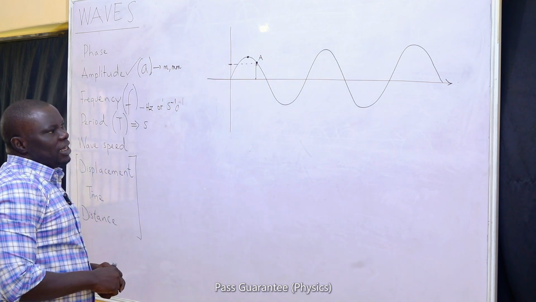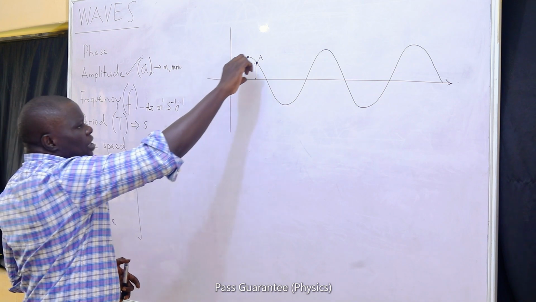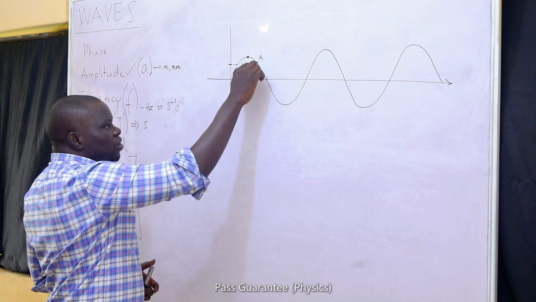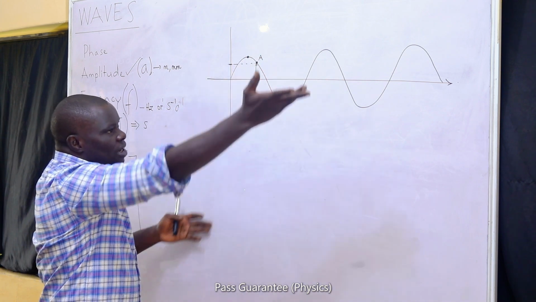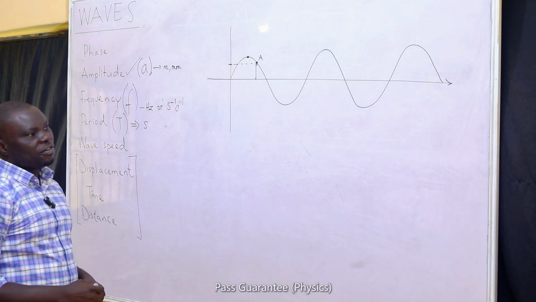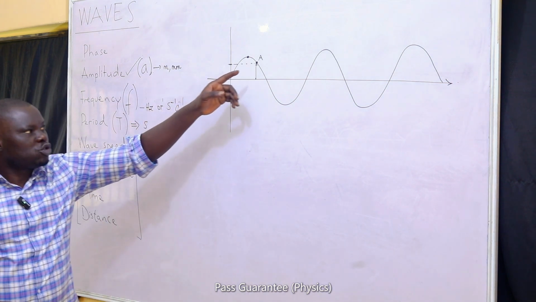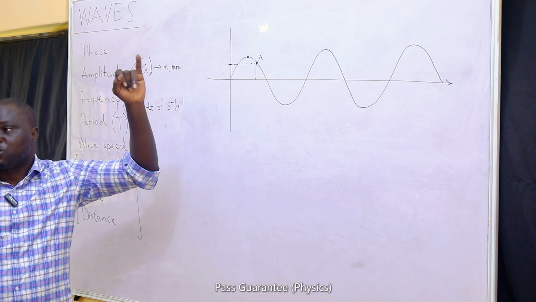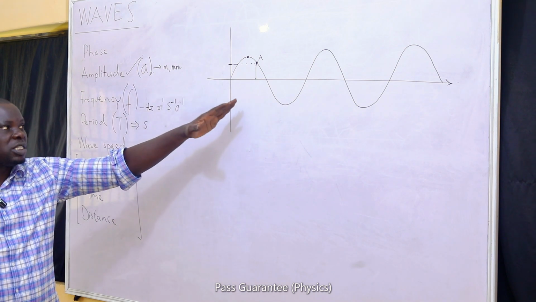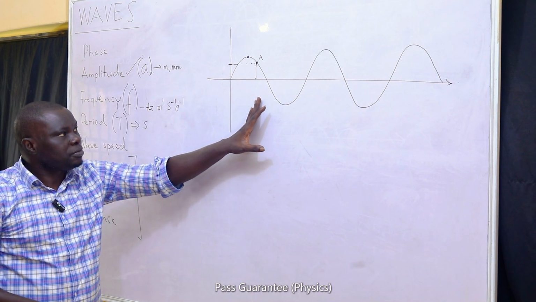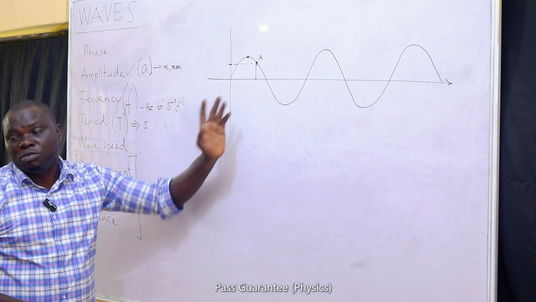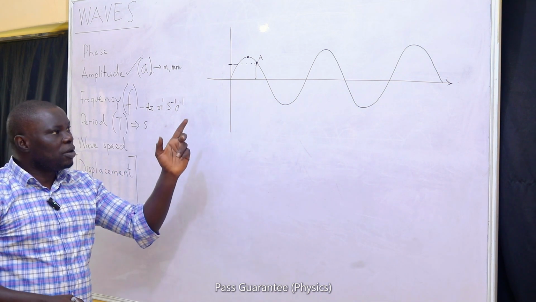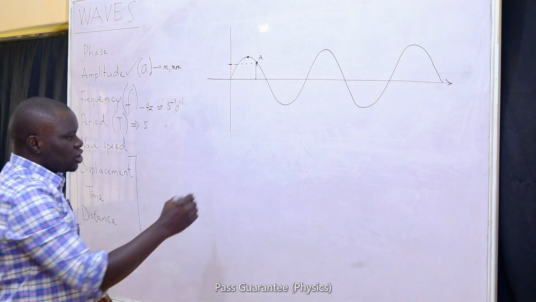So that is it. Now, the point that is in phase with point A, there are so many other points that can be in phase with it on this graph. The points that are in phase with it will be obtained by, number one, the points that will have the same displacement with it, and number two, the points that will be moving in the same direction. All the points on the wave are moving in a particular direction.